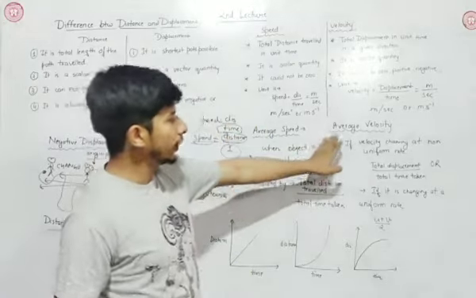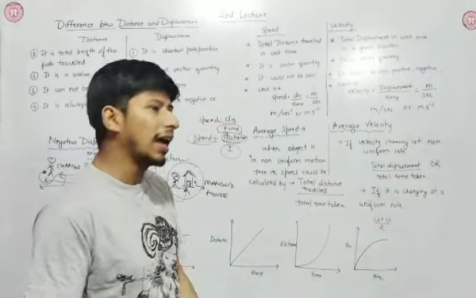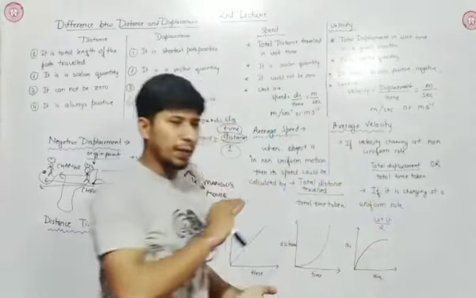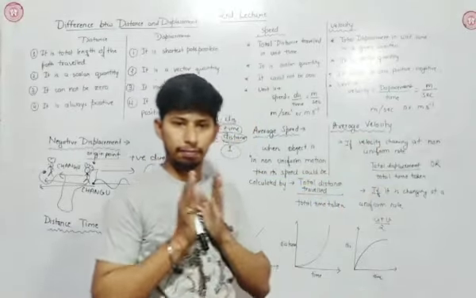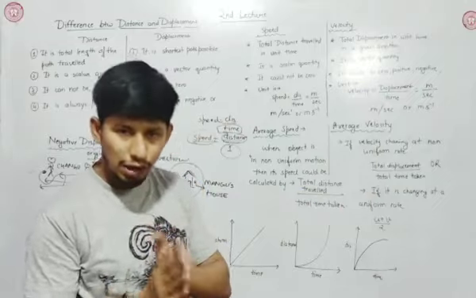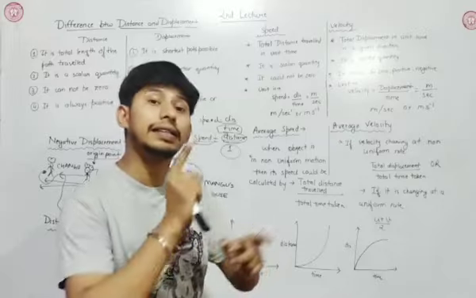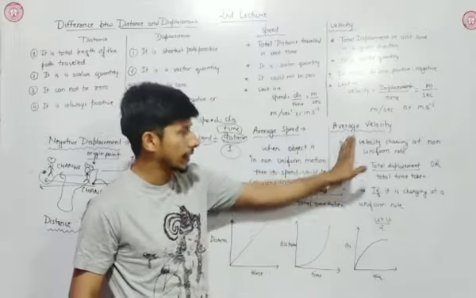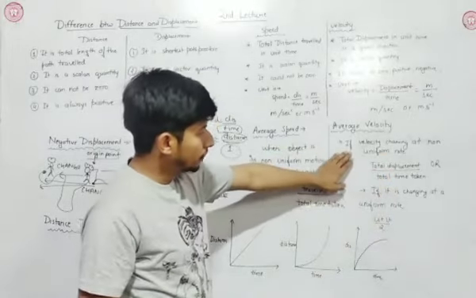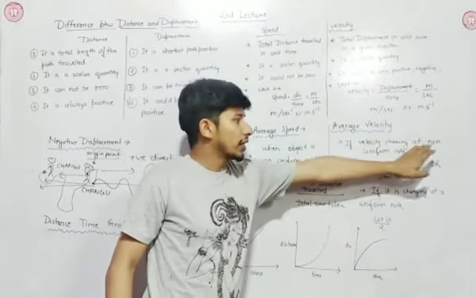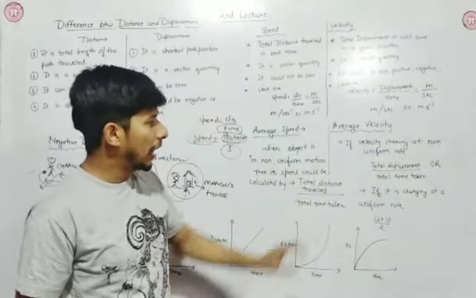Okay, now we will talk about average velocity. Average velocity is similar to average speed, but it is in a particular direction. When we talk about velocity, the velocity is speed in a particular direction, because it's a vector quantity. Is it clear now?